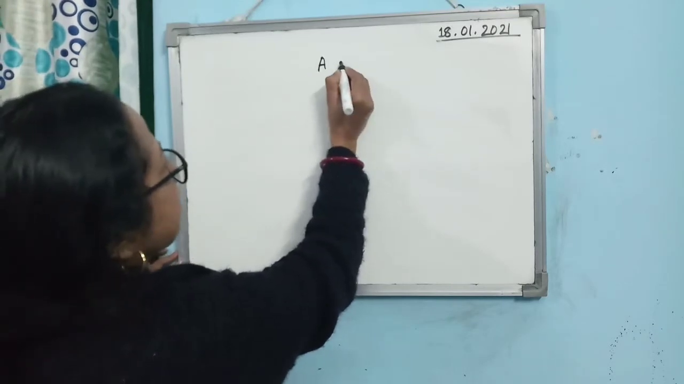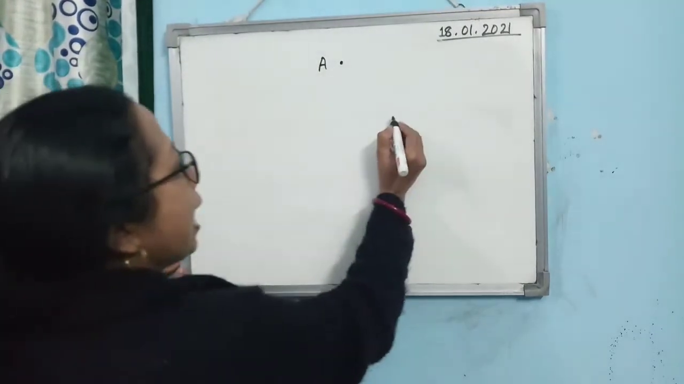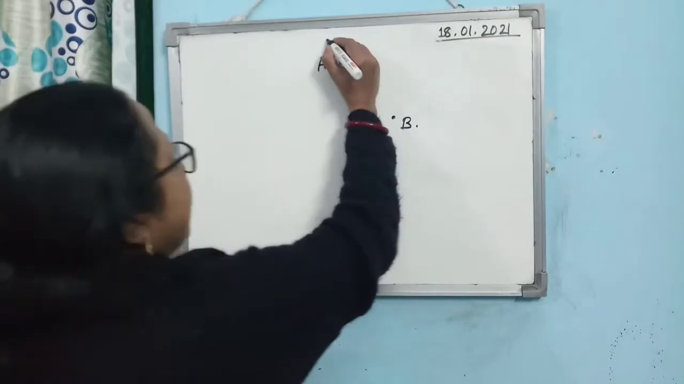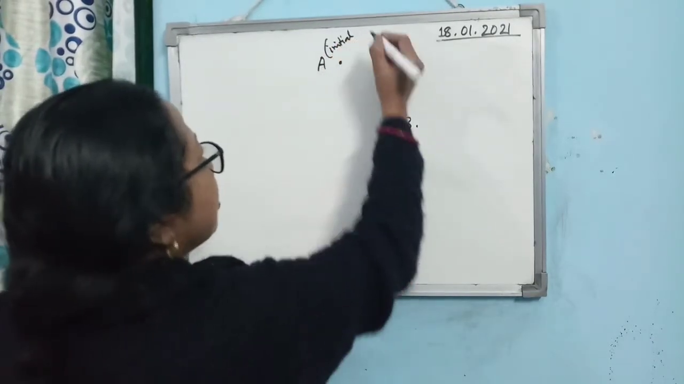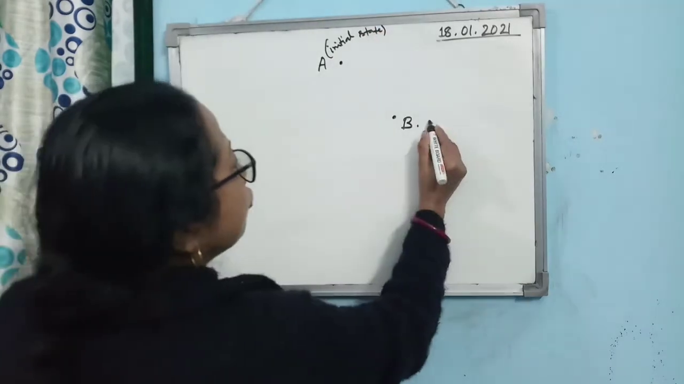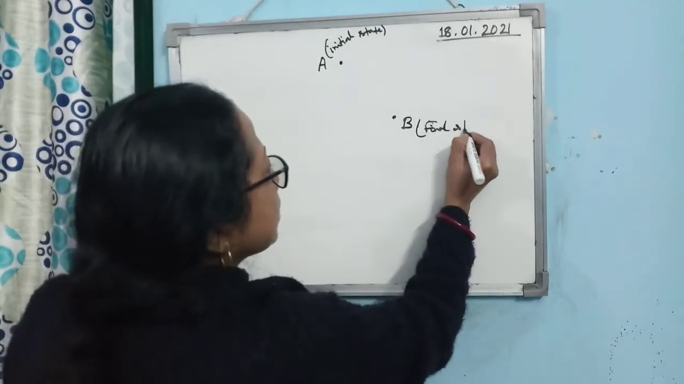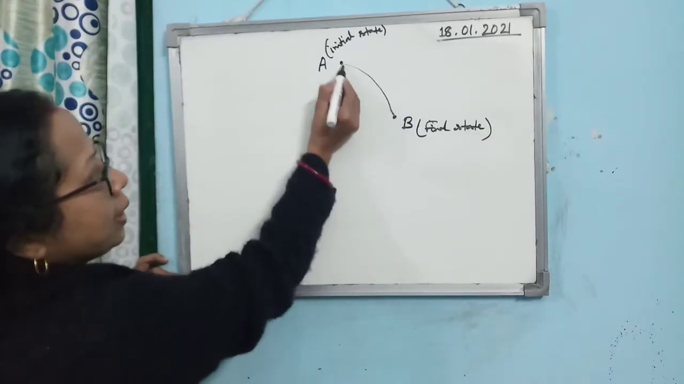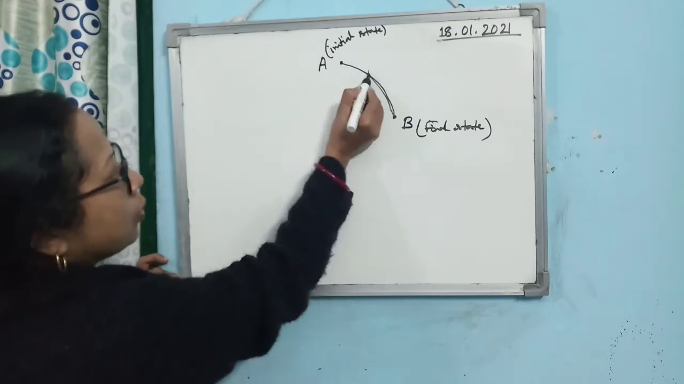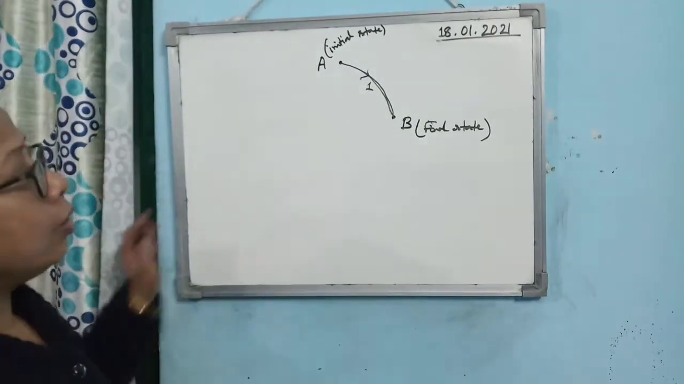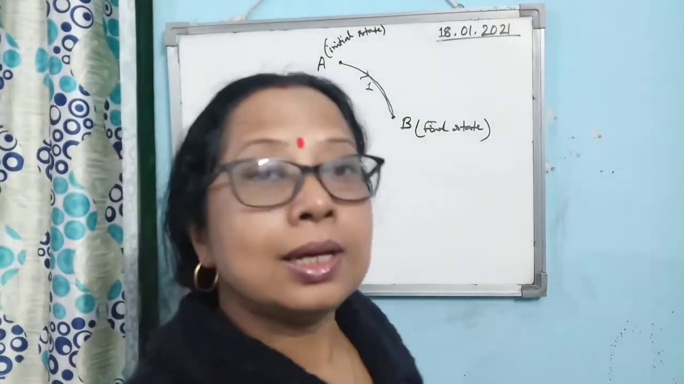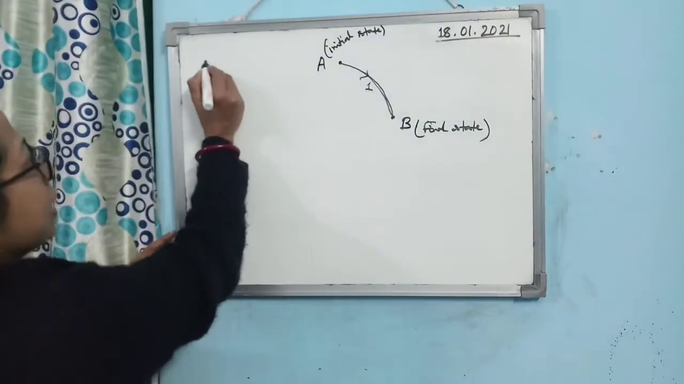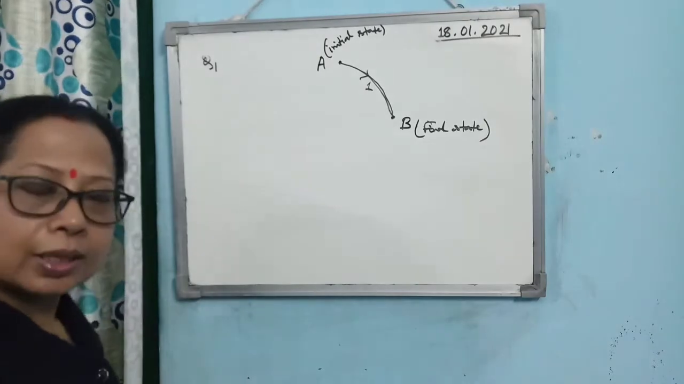Next, just try to understand this concept. Suppose one system was at state A and you are taking it to state B. A is the initial state of a thermodynamic system and B is the final state. Now you are taking it from A to B following path 1. When you are taking it from A to B, a certain amount of heat will be associated with the system. So let us consider Q1 heat is given to the system for this process.